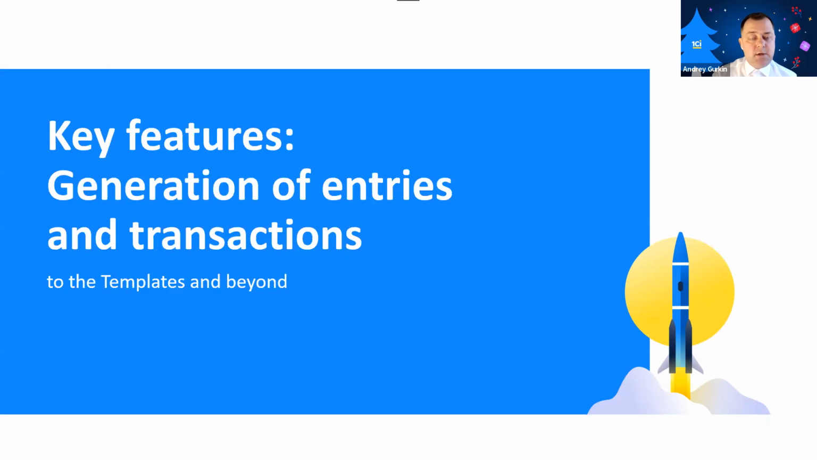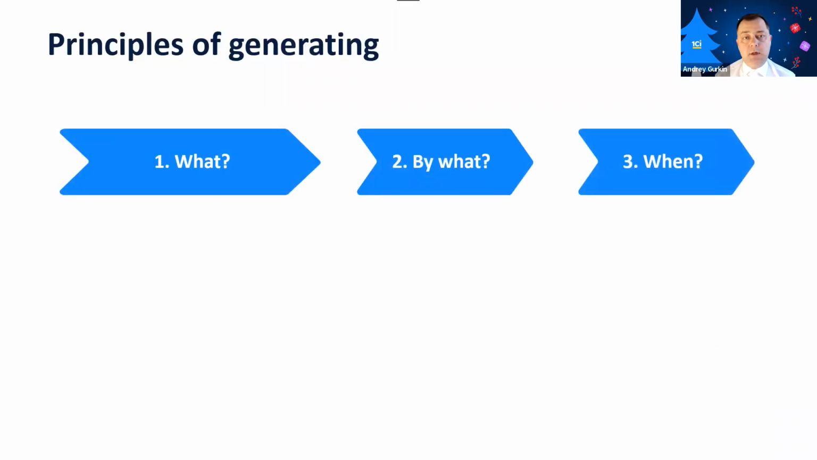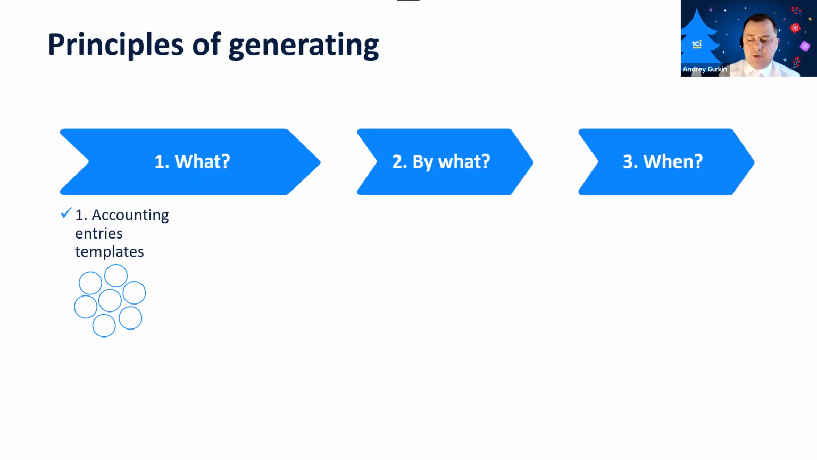What should we do to generate our entries? Let's start from the principles of generating. We should answer 3 questions. What will we populate in our templates, which will be taken into account when the entries are generated? By what should they be generated, so different types of documents? And when should they be generated? The answer to the first question: we should specify the parameters in our accounting entries templates, and it will be some kind of foundation for the second step, the accounting transaction templates.